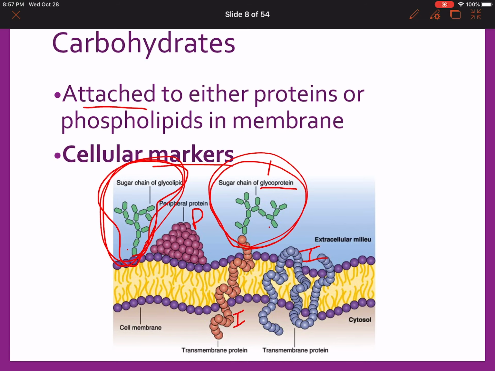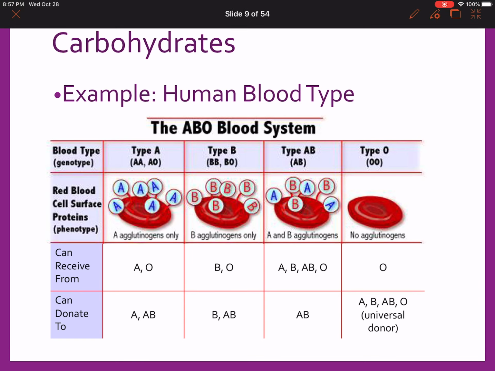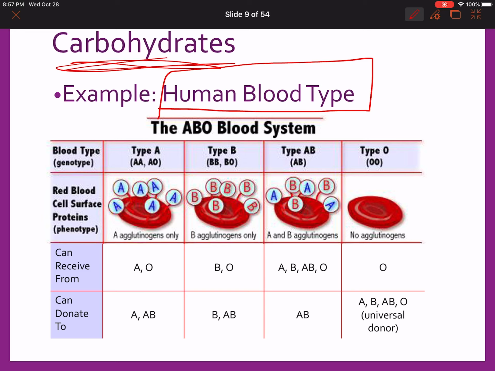That's not to say they're not important. One of the most famous and important carbohydrates that decorate your red blood cells make up blood type. So there's 4 blood types. You can be A, B, AB, and O. All right, if you are type A, what that really literally means is you have A carbohydrates on the surface of your red blood cells.